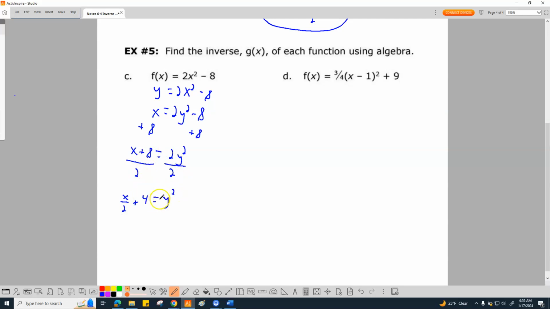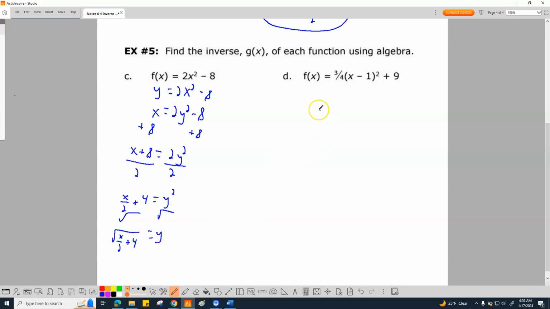And now I basically have to take the whole square root on both sides. So I'm going to take the square root on both sides, more or less. And that ends up with y equals, because the square root of y squared is y, y equals the square root of the whole thing, x over 2 plus 4. And this right here is your answer.